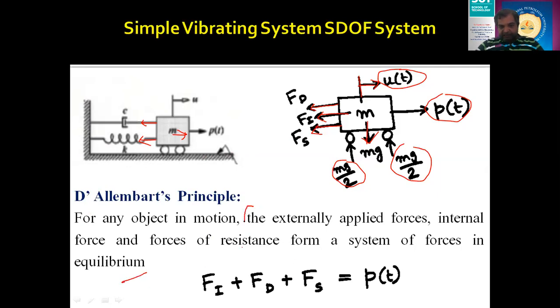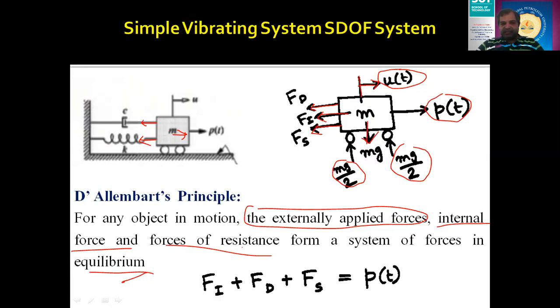So externally applied forces, internal forces, and the forces of resistance from the system are in equilibrium. So basically I need to take this whole system into equilibrium. Then I need to sum up all the forces in the horizontal as well as the vertical direction. If you see, the vertical direction forces are nullifying, so I'm not taking the vertical direction forces, but the horizontal side.